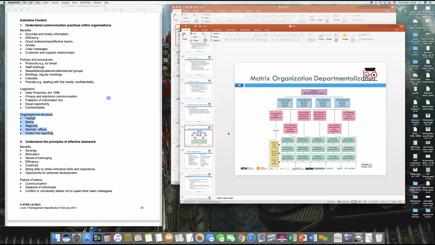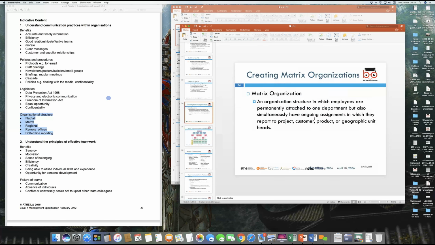The matrix type of organization is an organization structured into employees who are permanently attached to one department. But they might have something called an ongoing assignment in which they report to a project, customer, product, or any particular head. To understand this better in terms of definition, a matrix organization is one wherein you are an employee of the organization, but because you're in a particular department, sometimes you're asked to work for other department heads as well.